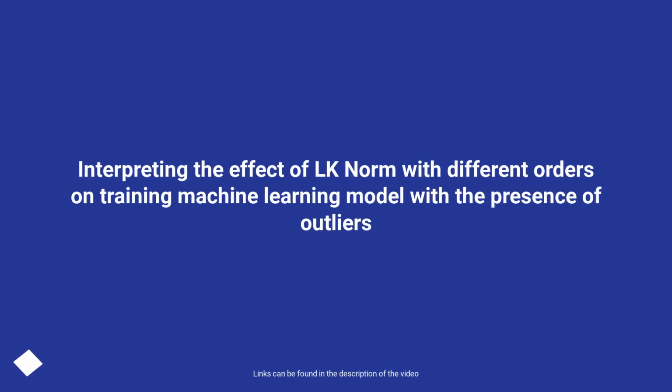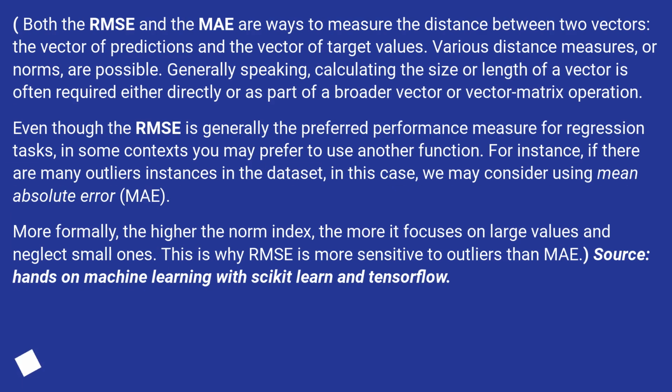Interpreting the effect of LK norm with different orders on training a machine learning model with the presence of outliers. Both the RMSE and the MAE are ways to measure the distance between two vectors, the vector of predictions and the vector of target values. Various distance measures, or norms, are possible.